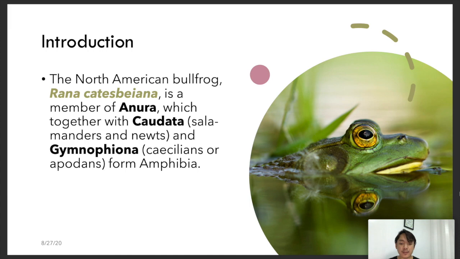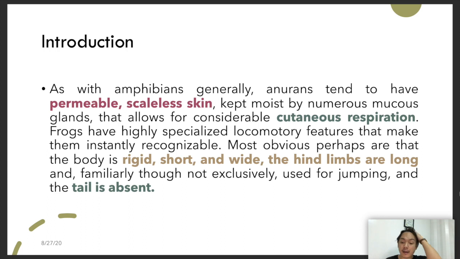So as with amphibians, generally Anurans tend to have a permeable scaleless skin. So they are kept moist by numerous mucous glands that allows for considerable cutaneous respiration. So these animals are performing cutaneous respiration because they are living underwater, and their skin technically should have a moist texture and scaleless, so that the water could pass through their body, because they are performing cutaneous respiration most of the time.